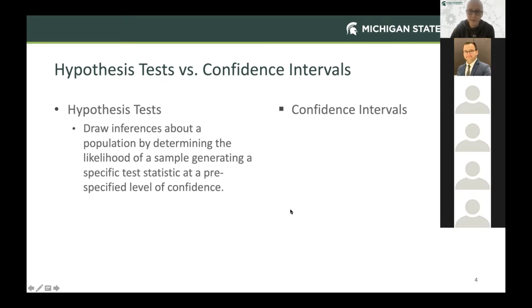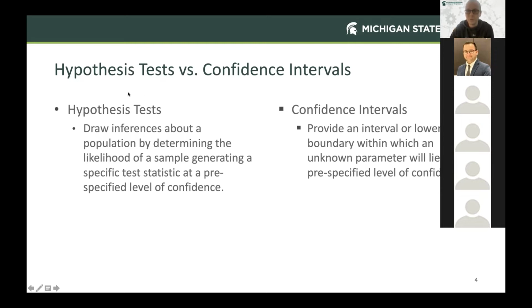Now, in contrast with confidence intervals, what we're attempting to do is use the same sample data that we would use to conduct the hypothesis test, but we're using that data and some statistical and probabilistic theories to determine either an interval or a range of values or an upper or lower limit or boundary that the unknown population parameter that we're interested in will lie within at some pre-specified level of confidence.